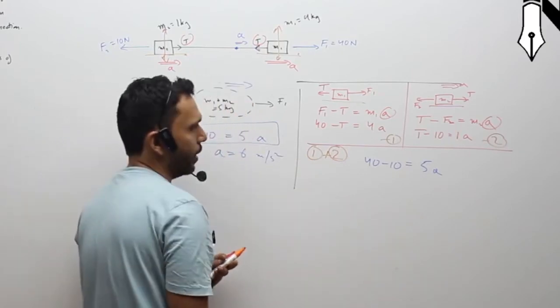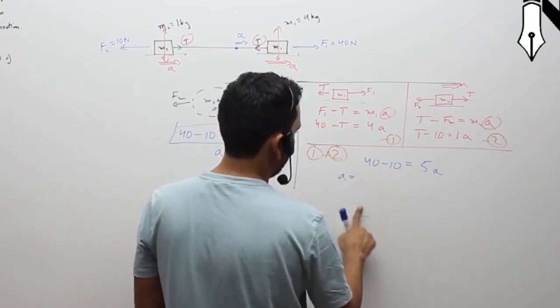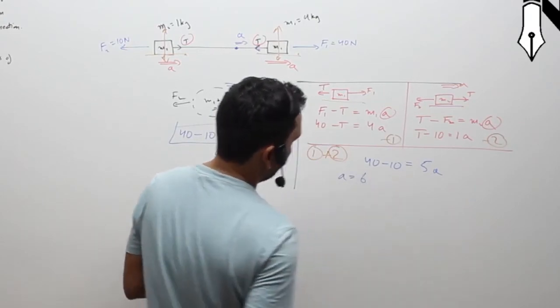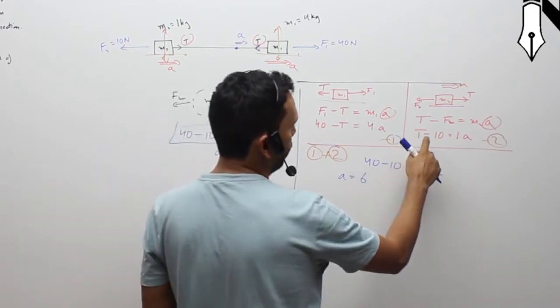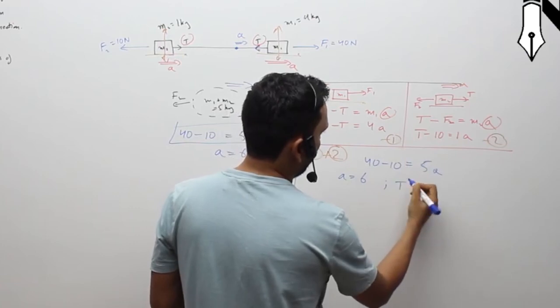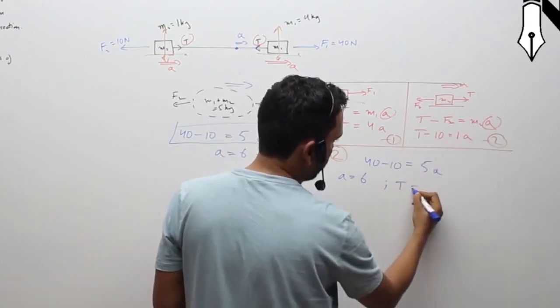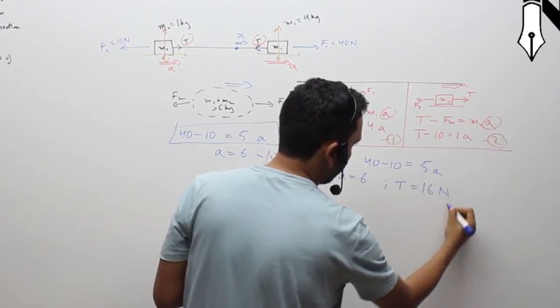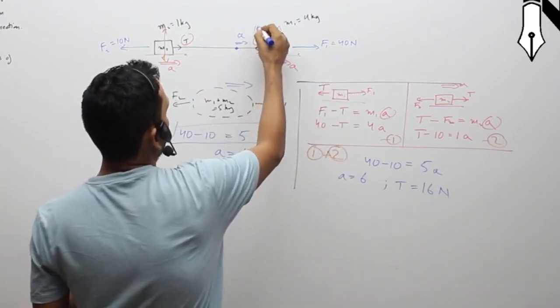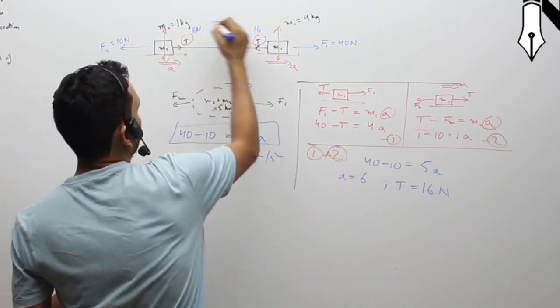What bonus we'll have is, once we have calculated the A, which is 6, we can calculate our T's. What will be the T? The T from any one equation will be equal to, here it is 10 plus 6, which is 16. 16 Newton is the tension. So this will be pulling it back with 16 Newton, pulling this forward with 16 Newton.